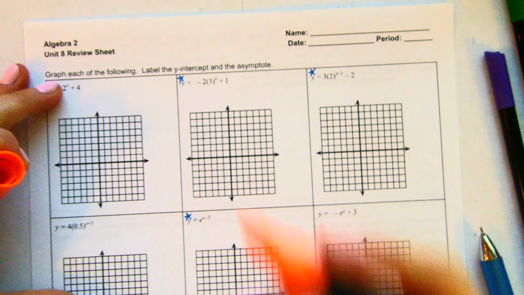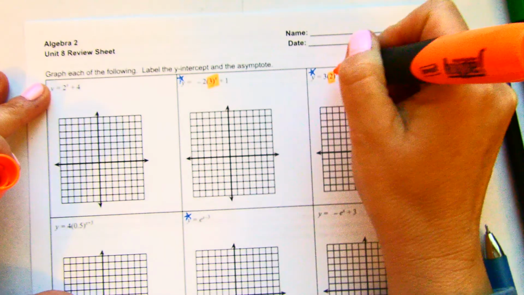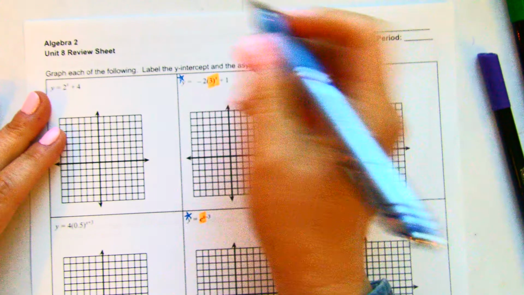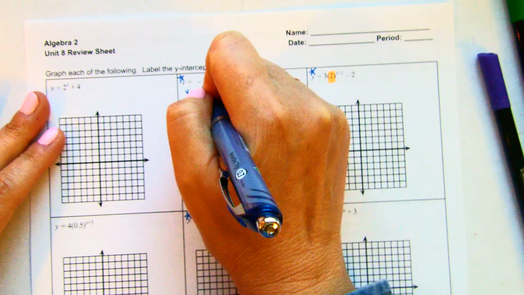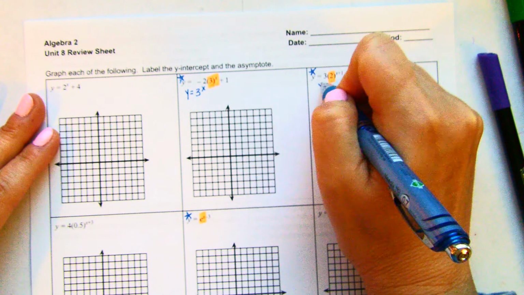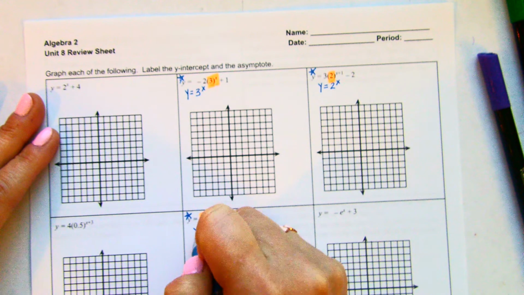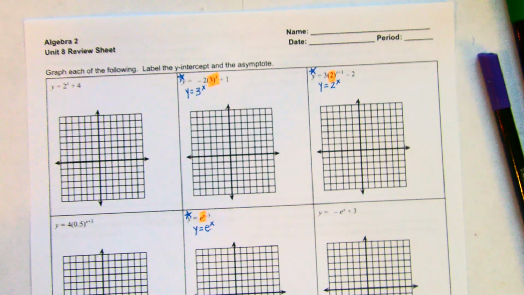The first thing you want to do is figure out what the parent function is. So I'm going to kind of talk about these at the same time. You want to look and see what's raised to the power of x. In this case, the parent function is going to be y equals 3 to the x. The parent function here is going to be y equals 2 to the x. And the parent function here is going to be y equals e to the x. That's how we're going to start on all of these.